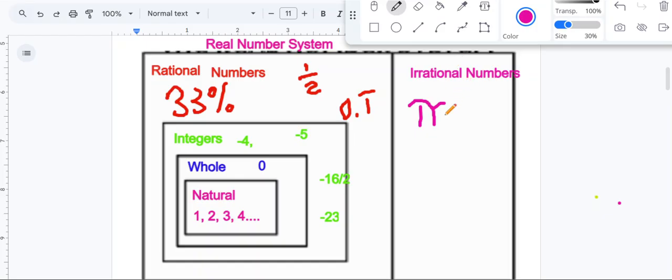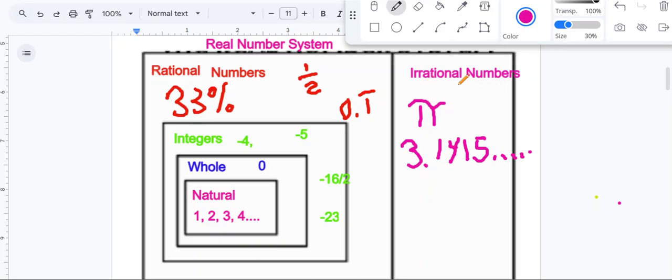So irrational numbers are numbers you cannot write as a fraction. Like pi, you cannot write that as a fraction, right? It's a decimal number that goes on forever, and you cannot write it as a fraction. So that means these are non-repeating numbers. If it repeats, you can write it as a fraction. If it doesn't repeat, it's irrational and you can't write it as a fraction. Okay? So this is the real number system.